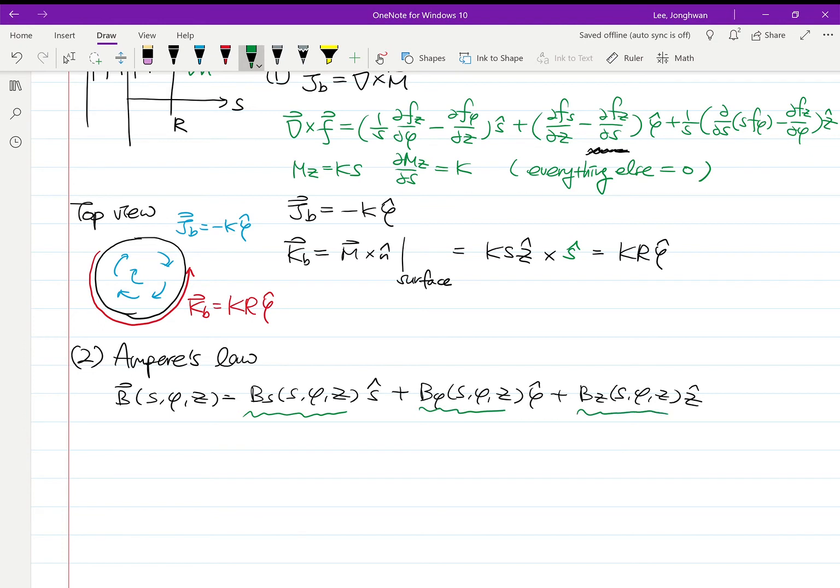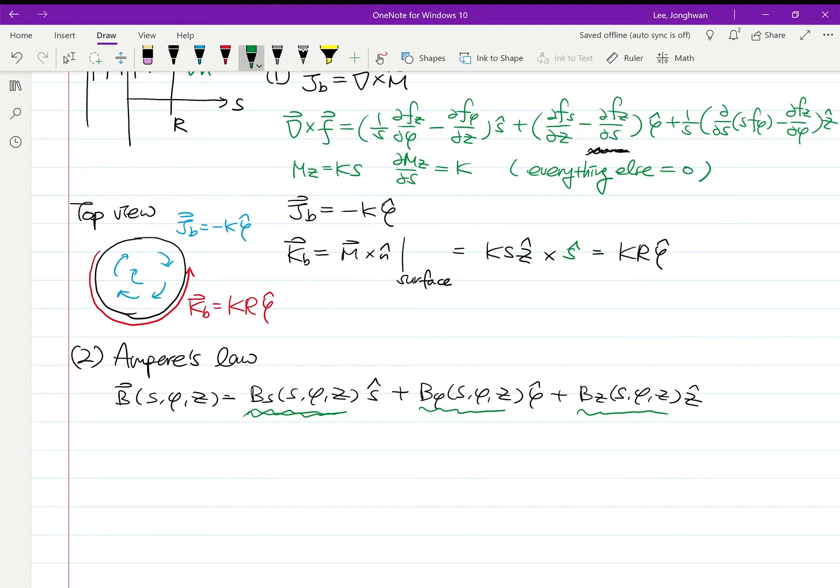And each of these unknowns is a three-dimensional scalar function, right? And it has S, phi, and Z dependency in general. So it's very complicated, and you cannot use Ampere's law on this complicated general unknown functional form. So you have to simplify this first before you think about Ampere's law.